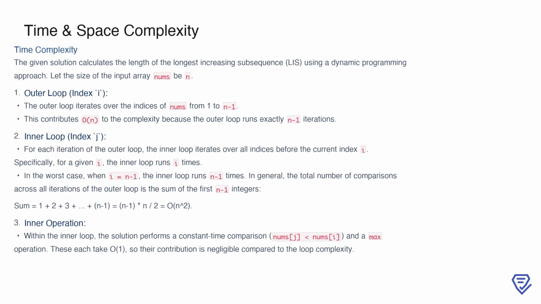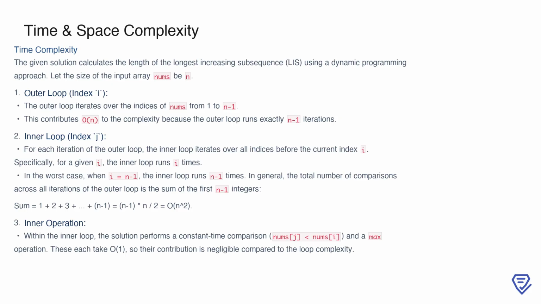To determine the time complexity of the dynamic programming solution for finding the longest increasing subsequence, let's break it down step by step. First, we have the outer loop, which iterates over each index of the input array nums. If the size of the array is n, this loop runs n times, contributing O(n) to the overall complexity. Then, within the outer loop, there's an inner loop that processes all indices before the current index. For a given index i, the inner loop runs i times.